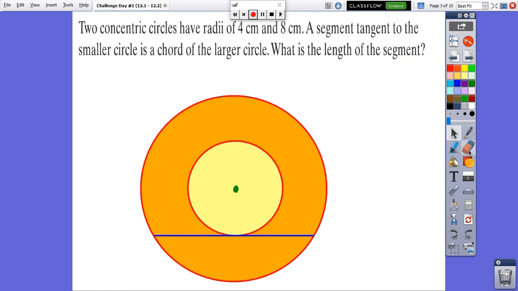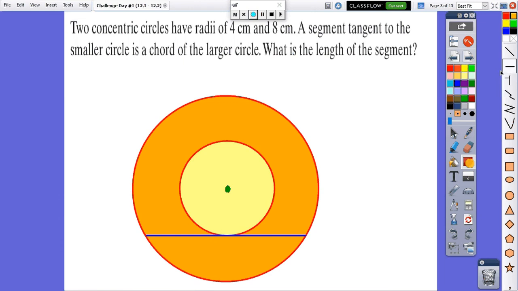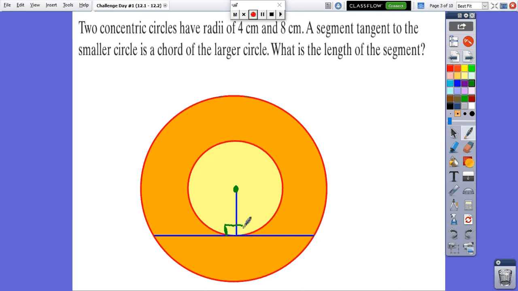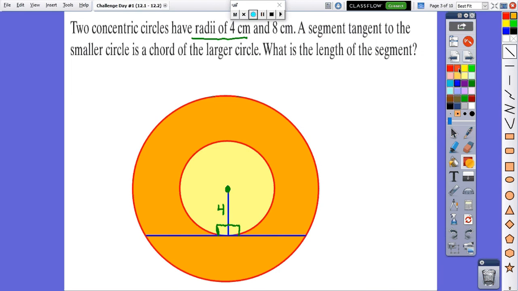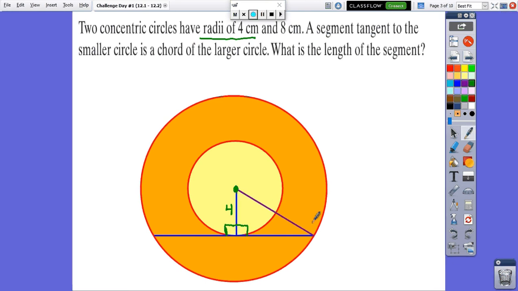All right. So we're going to need to draw in some more things. So it would be helpful if maybe we drew in a radius. And what happens when a radius meets up with a tangent? Well, it is perpendicular. So we can make some 90-degree angles here. And we also know what the length of that piece is, because that's the radius of our smaller circle. So this has a length of 4. Now, another helpful segment to draw in would be from the center all the way to the edge of the chord, of the tangent segment, because that represents the radius of the bigger circle, which is 8.